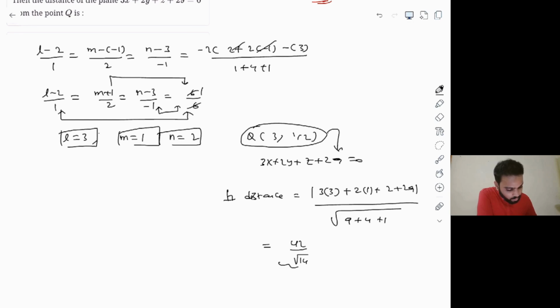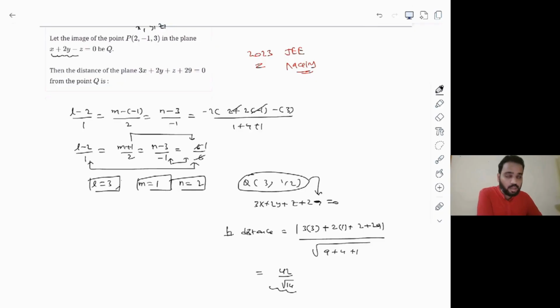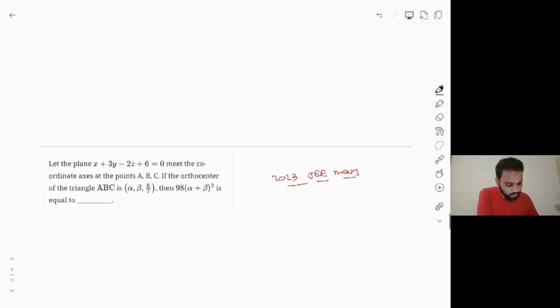So this is your perpendicular distance from the image point Q to the given second plane, 42 divided by square root of 14. I hope you have got some idea how to apply the image of the point with respect to a given plane, and also finding the perpendicular distance from a point to a given plane. Okay. Next, let's take one more question also.